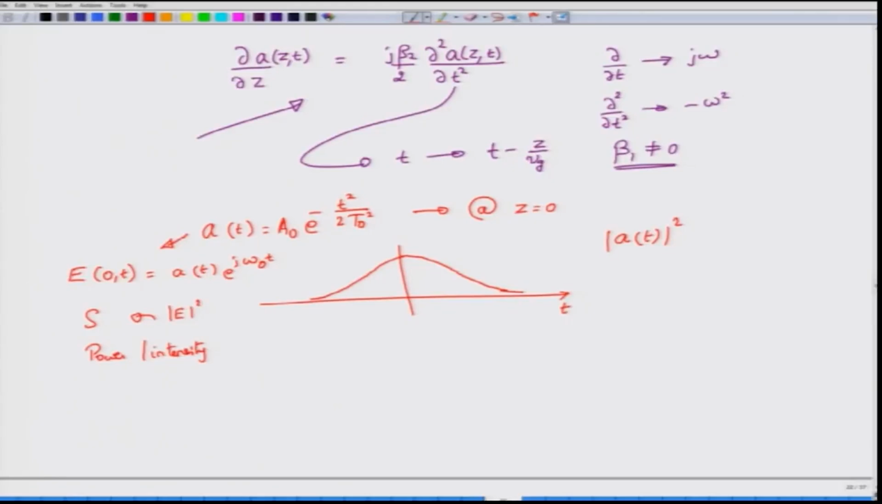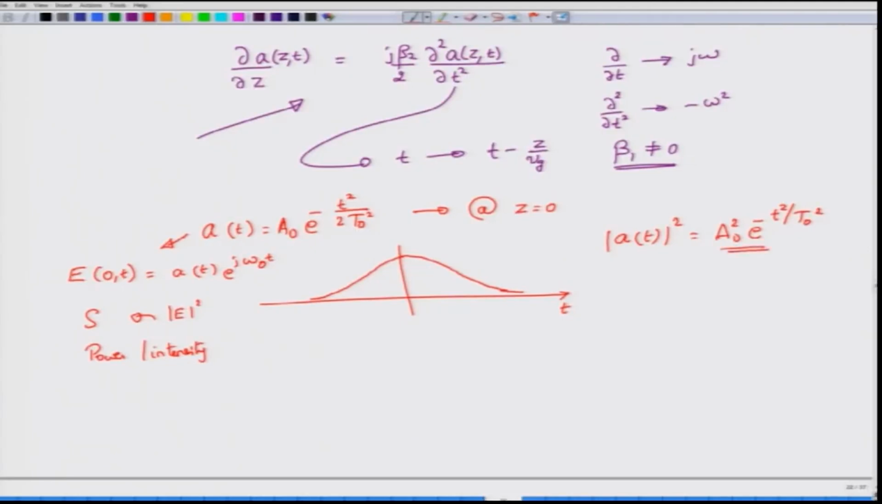The square of the pulse envelope, except for some numerical factors that go into it, will represent the power or intensity of the pulse. So, when I take the magnitude square, the 2 in the denominator of the exponential function will go away. So, this will be a 0 square. Please remember, a 0 is a real constant, I have e power minus t square by t naught square.